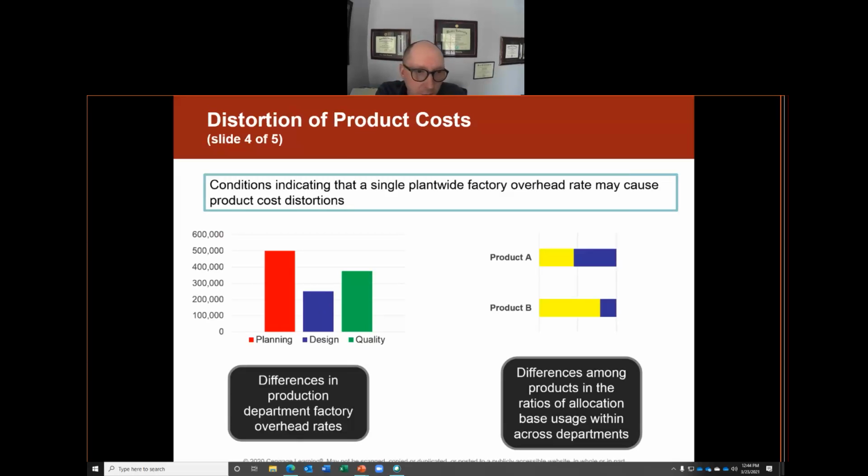What does this information help us do? It helps us to identify differences in production department factory overhead rates. And it also helps us to identify the differences among products within and across departments. This information helps us in the planning, design, and quality of our products.